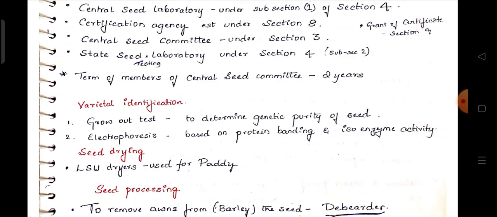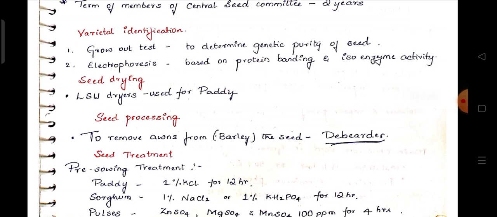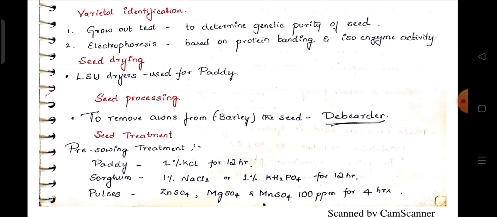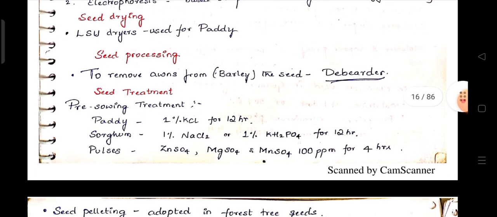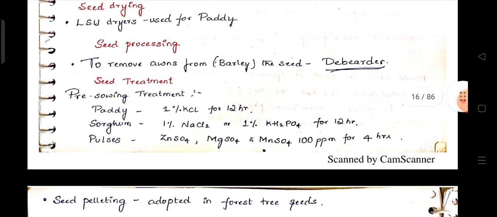Coming to varietal identification, it is done by grow-out test and electrophoresis. Seed drying in paddy, it is LSU dryer. Seed processing to remove awns from barley, that is debearder.